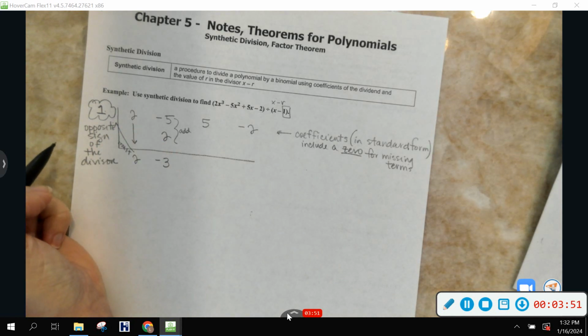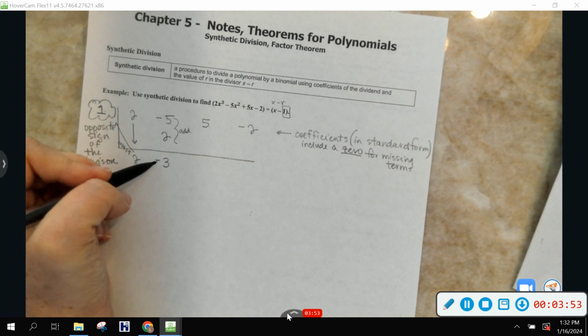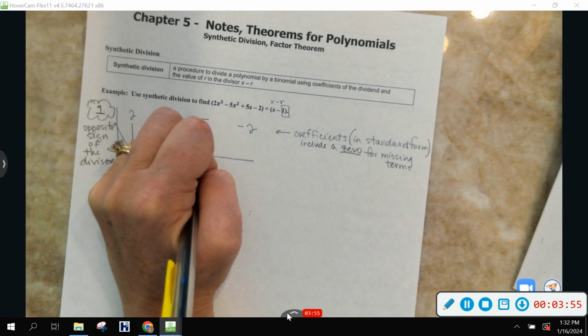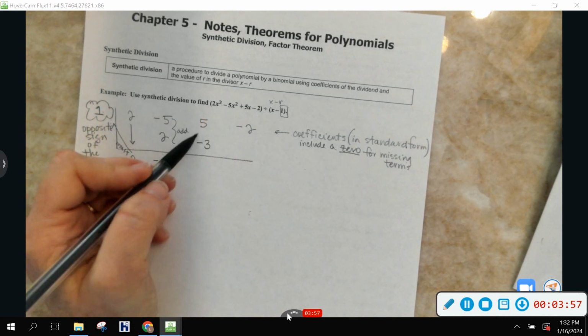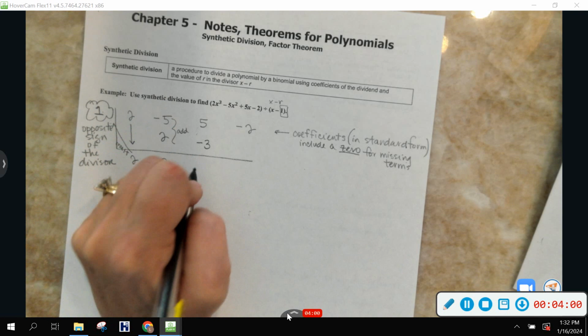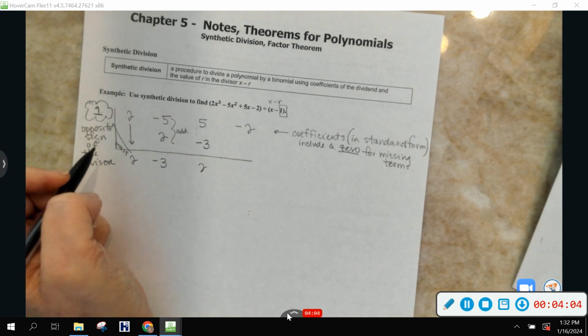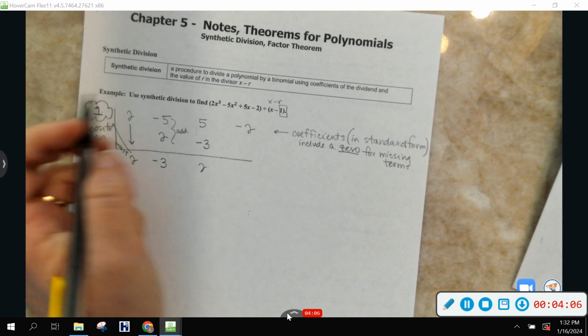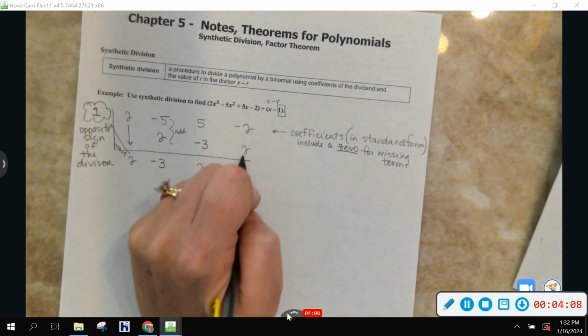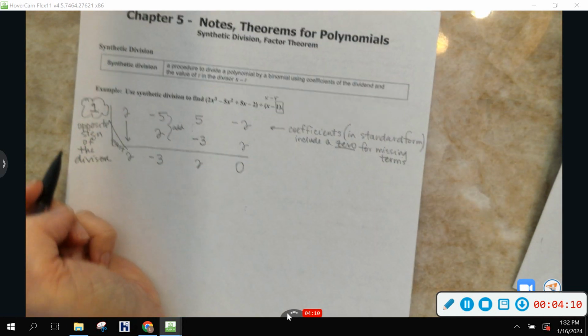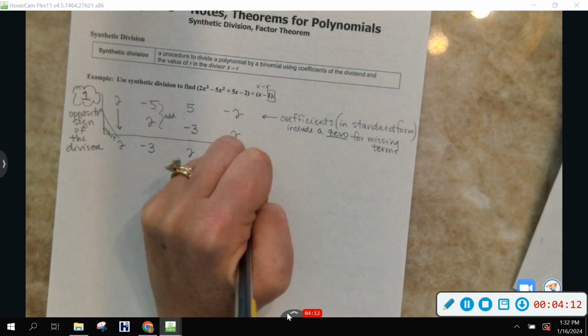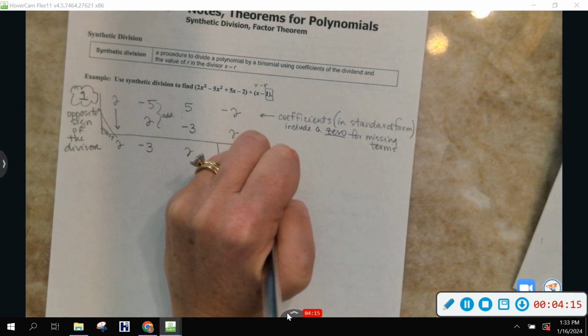And I'm going to repeat that process over and over again. So multiply negative 3 times 1, negative 3, write it down, add my column, 5 plus negative 3 will give me a positive 2. So again, 2 times 1, multiply, write that down, add my columns, I get a 0. This last number here will always be our remainder.